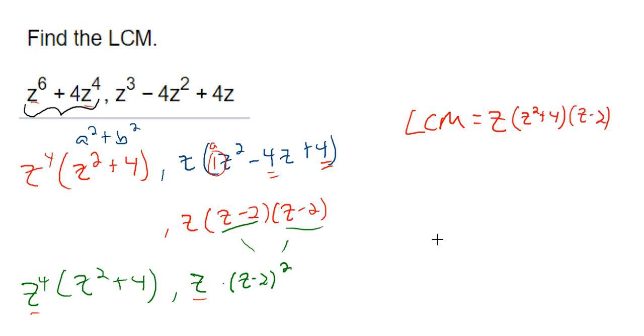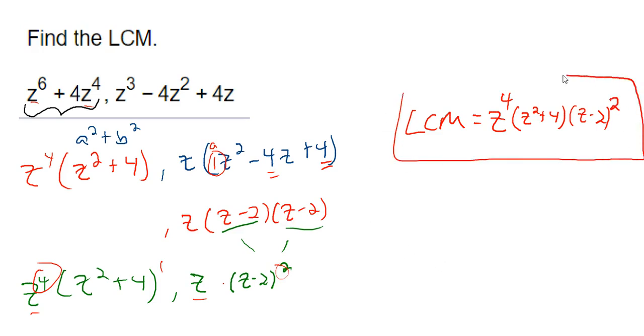So take each factor that occurs and then raise each one to the highest power that occurs. The highest power of z is 4. So we need to have z to the 4th in our LCM. The highest power of z squared plus 4 is 1. It's just to the first power. The highest power of z minus 2 is 2. And if we didn't write this using exponents, we would think it was 1. All right, so it's really important if you have the same factor twice in the same expression to write that using an exponent so that you get the right exponent here in the LCM. All right, so that would be the LCM, or the common denominator.